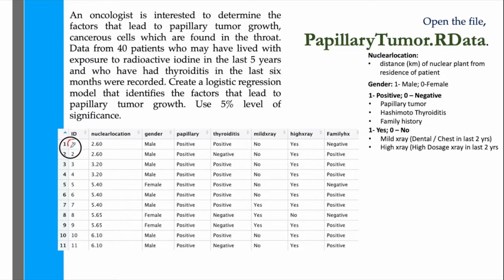So for example, patient number 1 here, who is living 2.6 kilometers away from the nuclear plant, gender's male, has papillary tumor, has had thyroiditis in the last 6 months, no exposure to mild X-ray in the last 2 years, but with exposure to high X-ray in the last 2 years and with no family history. Patient number 9, for example, is living in a residence which is 5.65 kilometers away from the nuclear plant, gender's female, positive for papillary tumor, no thyroiditis in the last 6 months, but with exposure to mild and high X-ray in the last 2 years and with family history of papillary tumor.